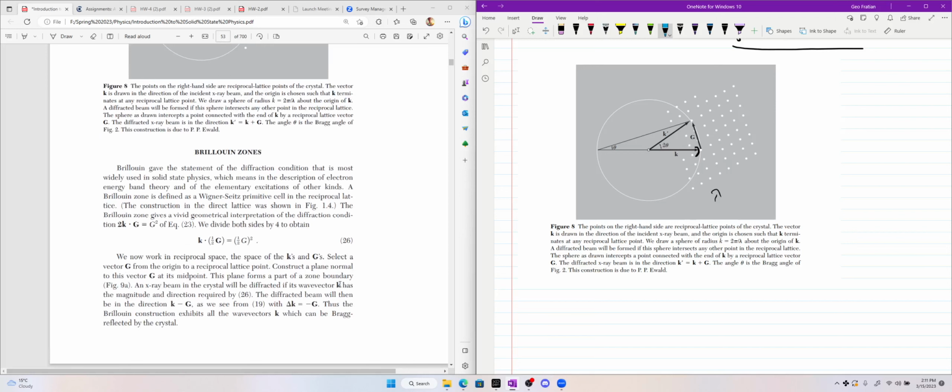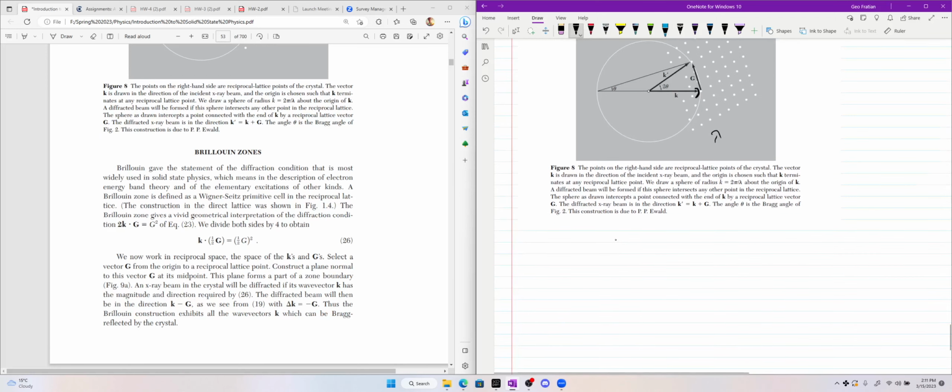All right. Now let's talk about Brillouin zones. Okay. So Brillouin, I'm probably pronouncing that wrong, but gave the statement of the diffraction condition that is most widely used in solid-state physics, which means in the description of electron energy band theory and the elementary excitations of other kinds. So a Brillouin zone is defined as a Wigner-Seitz primitive cell in the reciprocal lattice.